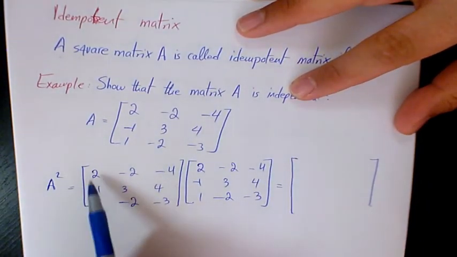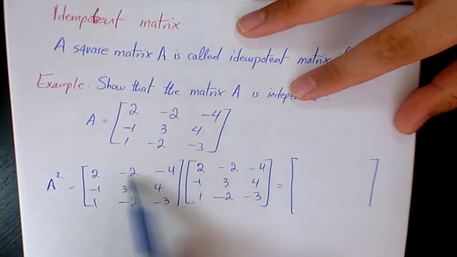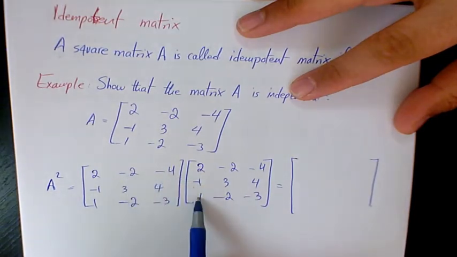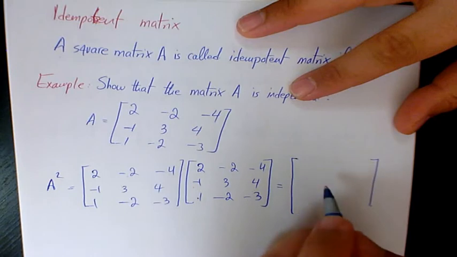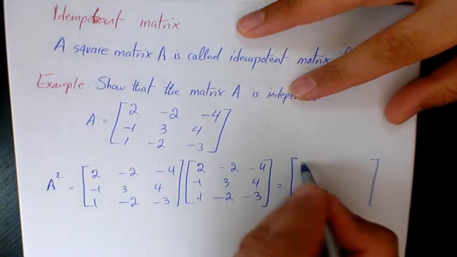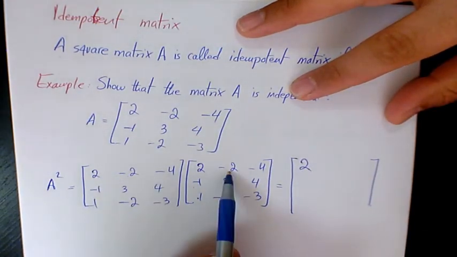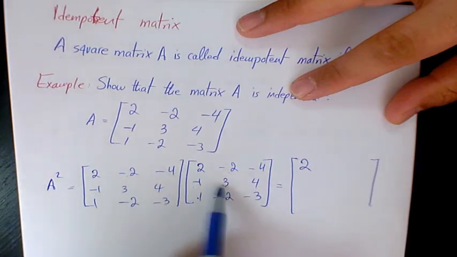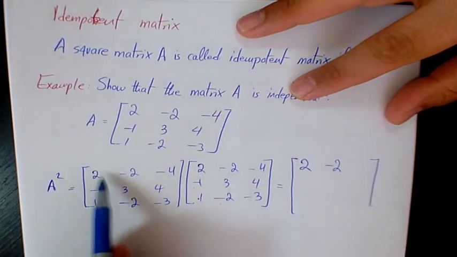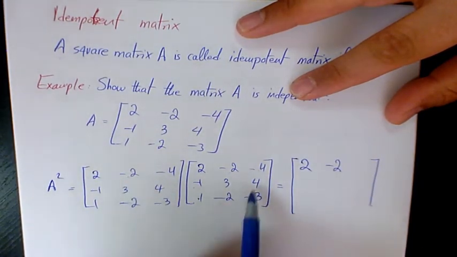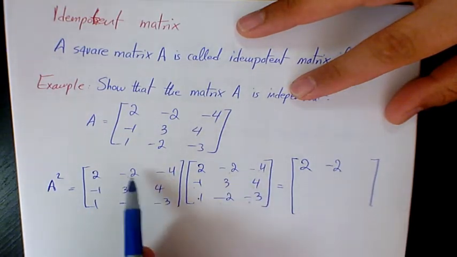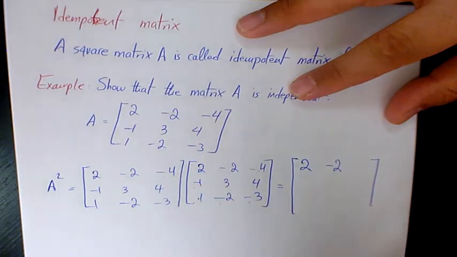So when you multiply, you have 2 times 2 plus negative 2 times negative 1 plus negative 4 times 1. That's going to be 4 plus 2 minus 4. That's 2. Then 2 times negative 2 plus negative 2 times 3 plus negative 4 times negative 2. So it's going to be negative 4 minus 6 plus 8. That's going to be negative 2. 2 times negative 4 plus negative 2 times 4 plus negative 4 times negative 3. So it's going to be negative 8 plus 12. That's going to be negative 4.